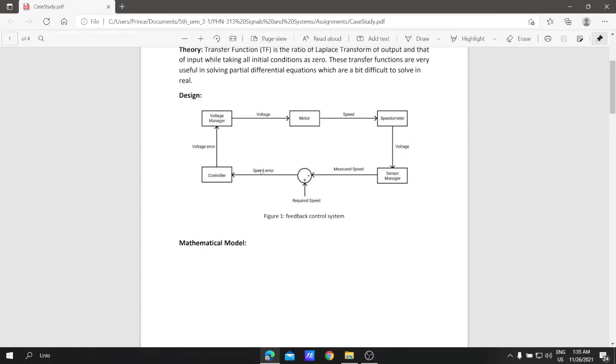We'll subtract this measured speed from the required speed to get the error in the speed, and this error will be transferred to the controller, which will calculate the right set point voltage and send the change in voltage required to the voltage manager, which can be a battery, and at last the required voltage will be delivered to the motor.